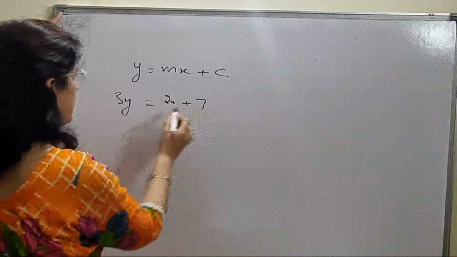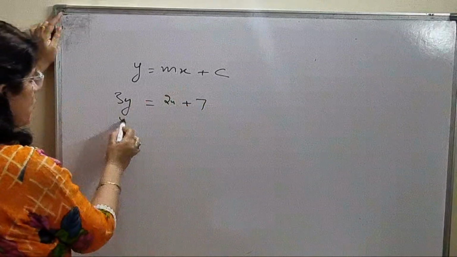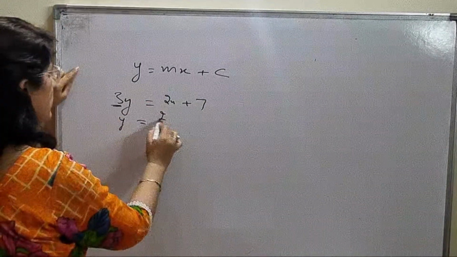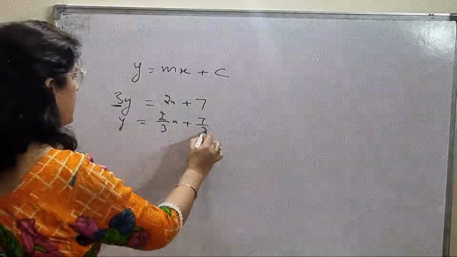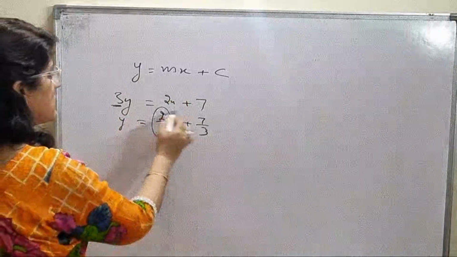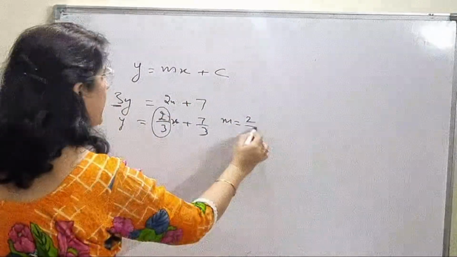So 2x plus 7. So just compare with this. Even so, y is equal to, we don't need any number with y. So first we need to divide the number given with y. So now compare this equation with this, and you will get this value of m as 2/3 here.